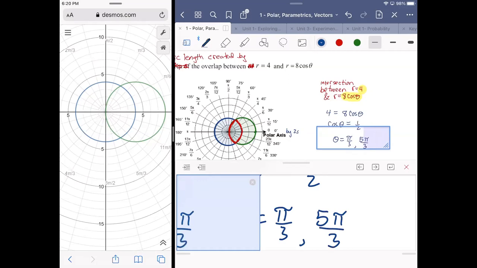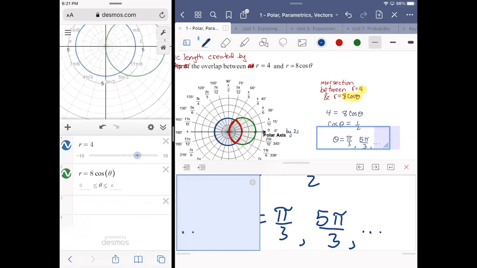Now, we do have domain considerations here. I wouldn't say worry, but we do have to be mindful of the fact that one of the circles exists on the interval of 0 to 2 pi. The other exists only from 0 to pi. So we might end up overdoing it if we're not careful.